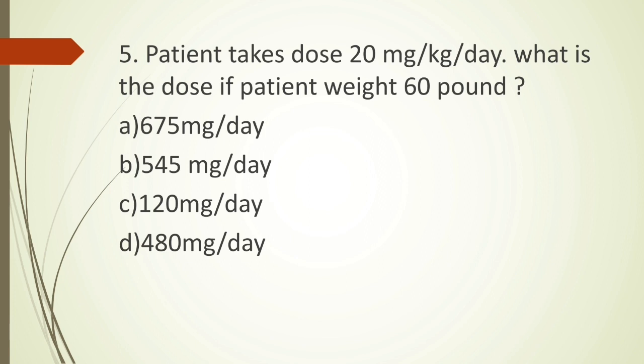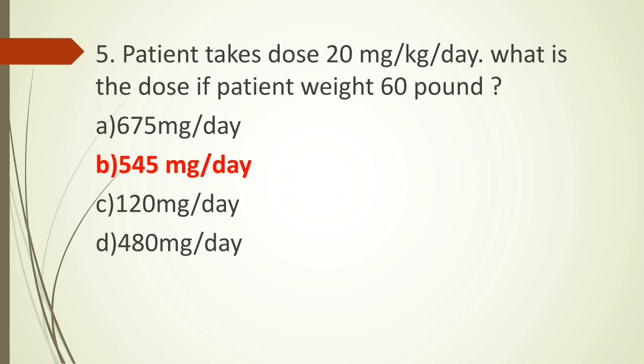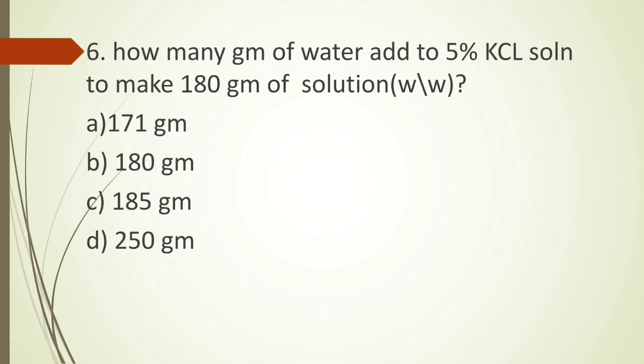So much more conversion is not required. Only one conversion is needed: we have to convert the kilogram into pound, and for that, 1 kilogram is equal to 2.2 pound. You have to memorize that point. So here the correct option is option B, 545 milligram per day.